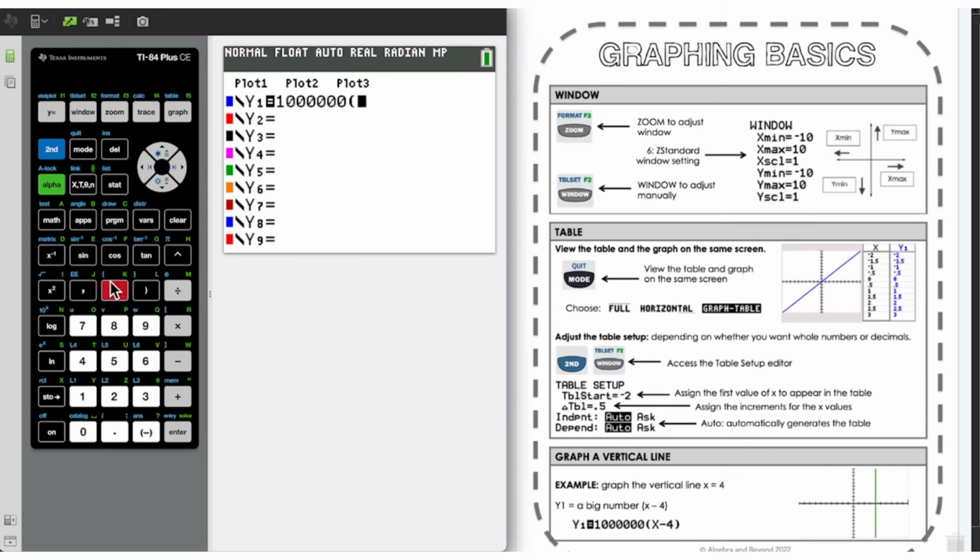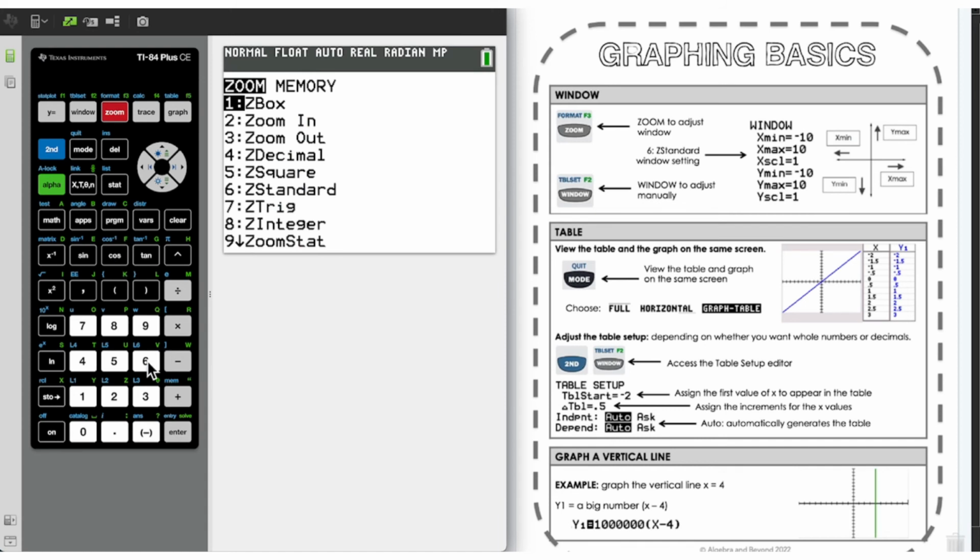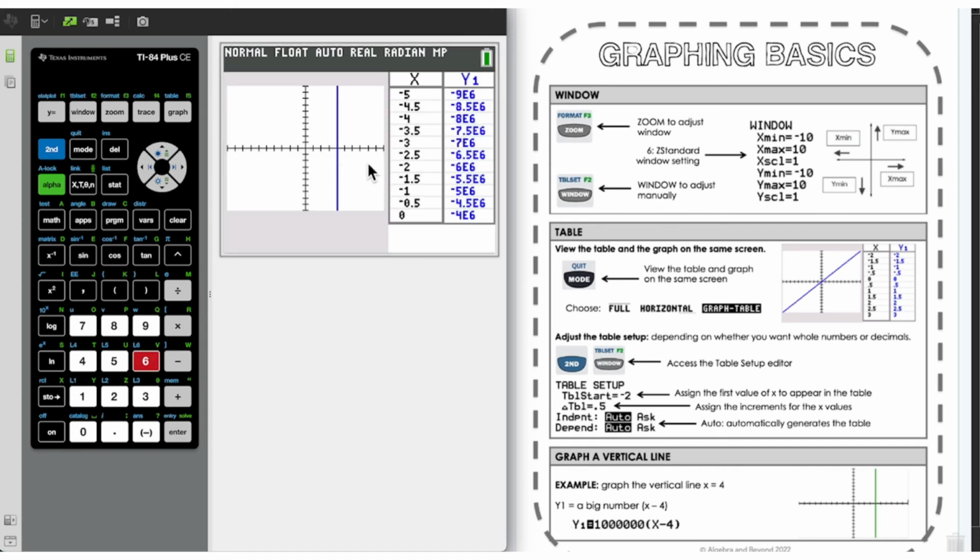Then you put parentheses. So if I want to graph the line x equals 4, I'm going to do x minus 4, parentheses, and I'm going to click graph. And there you can see the visual. And again, I want a better window, so I'll tell the students Zoom 6 for standard, and I can see it a little bit more clearly. Okay, so those are some graphing basics that can just make navigating graphs easier for your students: identifying the table, different parts of the window, and even being able to graph a vertical line.